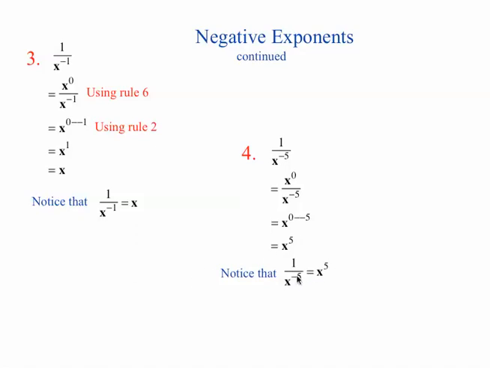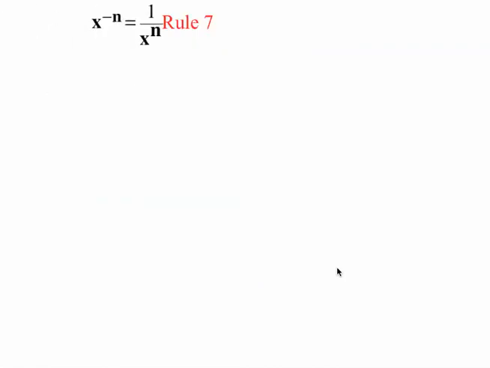I want you to notice that whenever we have a negative exponent, basically it's on the wrong floor. If your negative exponent was in the numerator, we moved it down to the denominator and it became a positive exponent. When it's in the denominator with a negative exponent, we moved it up into the numerator and it became a positive exponent. So rule number 7 is if you have x to the negative n in the numerator, we move it down to the denominator and it becomes a positive exponent. Or if you have 1 over x to the negative n, with the negative exponent in the denominator, we move it up to the numerator and it becomes a positive exponent.